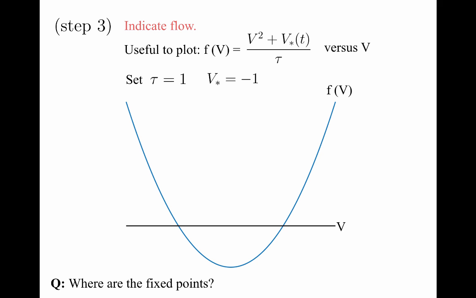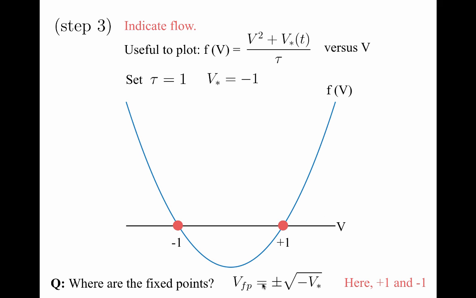Good. So where are the fixed points in this figure? Again, we solved for them analytically on the previous slide. We can now solve for them graphically in this figure. Where are the fixed points? Well, they correspond to the intersections of our curve, f of v, and this horizontal line. So we want to know where f of v is equal to 0. Here's one point at minus 1, and another point at plus 1.